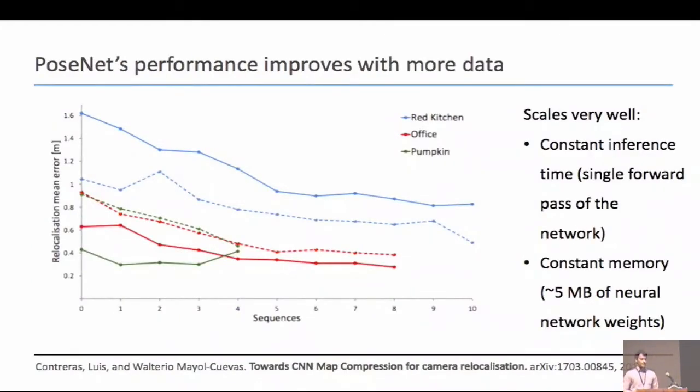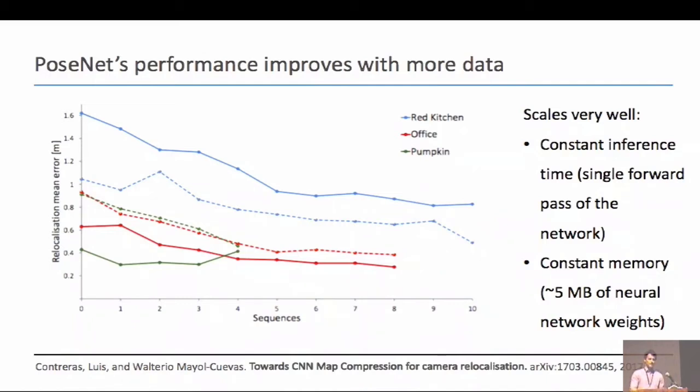I'm pulling some results here from another paper called Towards Convolutional Neural Network Map Compression for Camera Relocalization. And this paper is interesting because it looks at the relationship of how these networks scale. So this is another benefit of this method, is that we scale almost constantly with the amount of training data. So the more training data you pump in, at test time, we're still running a single forward pass of the network. So it has a constant number of network parameters and a constant inference time.